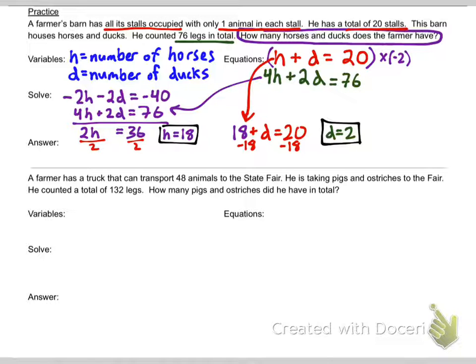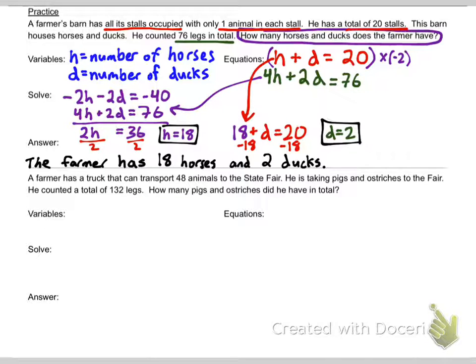So what does that mean? That means we have 18 horses and 2 ducks, and we need to say that in a complete sentence. So, answering the question, how many horses and ducks does the farmer have? The farmer has 18 horses and 2 ducks. I tried to make the sentence as short as possible, and I think I made it fairly short, but you do need to write a complete sentence that answers the question. Otherwise, you will not have answered the question.